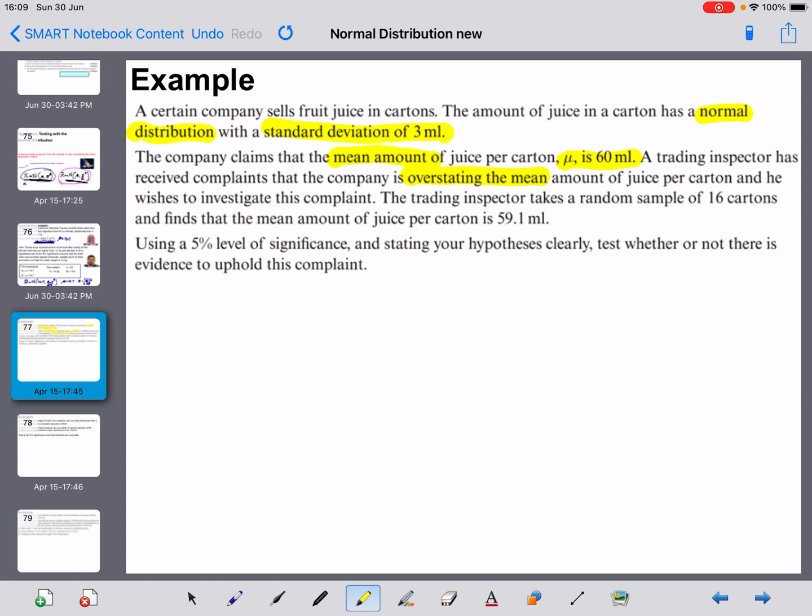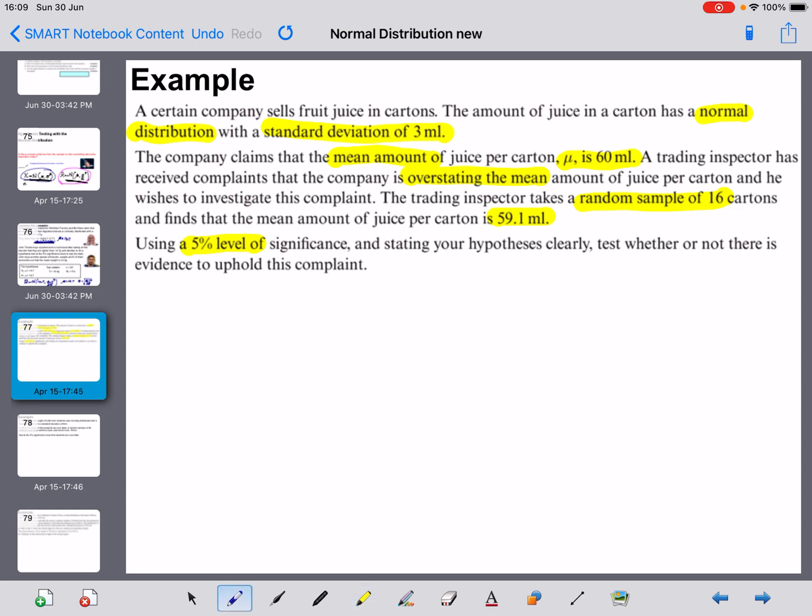The trade inspector takes a random sample of 16 cartons and finds that the mean amount of juice per carton is 59.1 millilitres. Use a 5% level of significance, state your hypothesis clearly, and test whether or not there is evidence to uphold this claim.